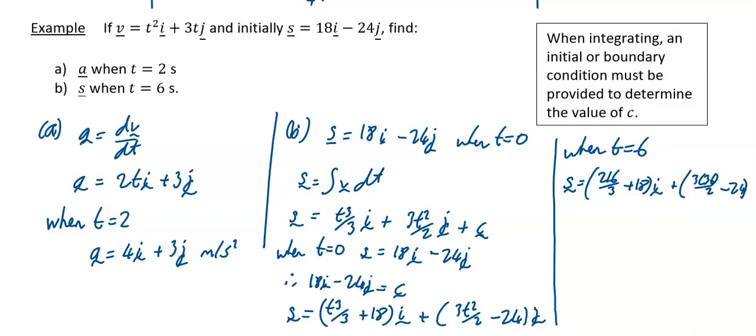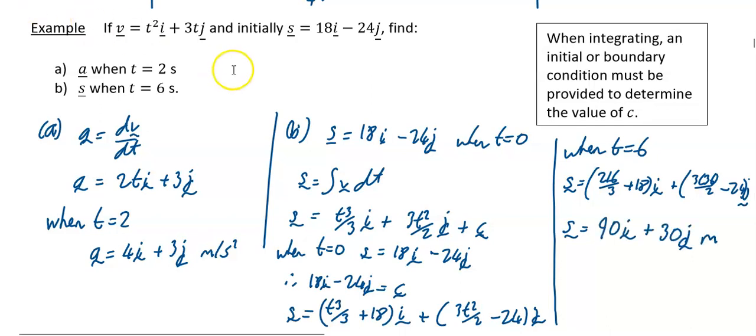Run out of space here to write my j in here. Squeeze it in just about. So you work that out and see what you get. And when I worked that out, 216 divided by 3 plus 18 worked out nicely as 90i, and the 3 times 36 all over 2, then minus the 24 worked out nicely as 30j, and that's going to be meters. So when t is equal to 6, s is equal to 90i plus 30j meters.